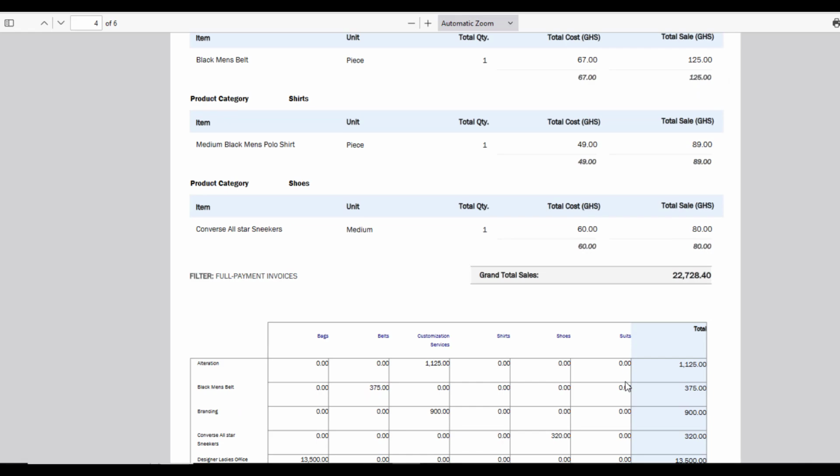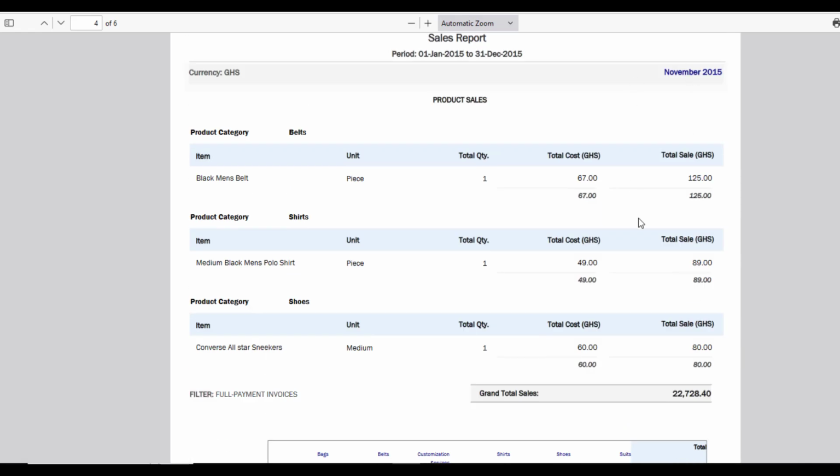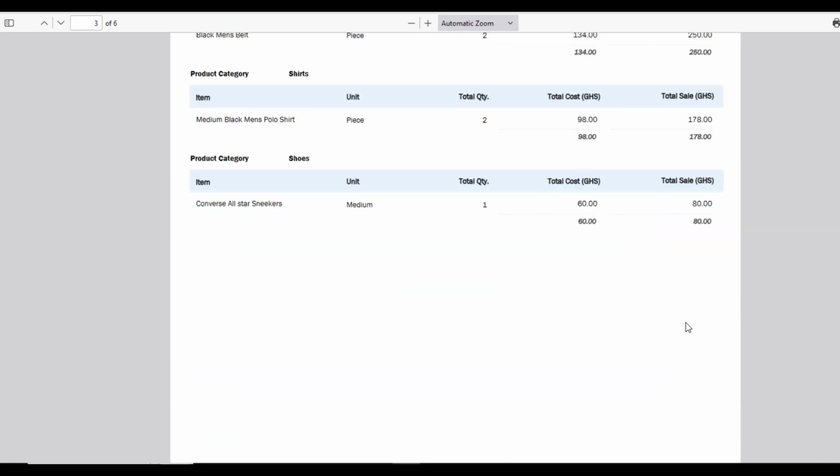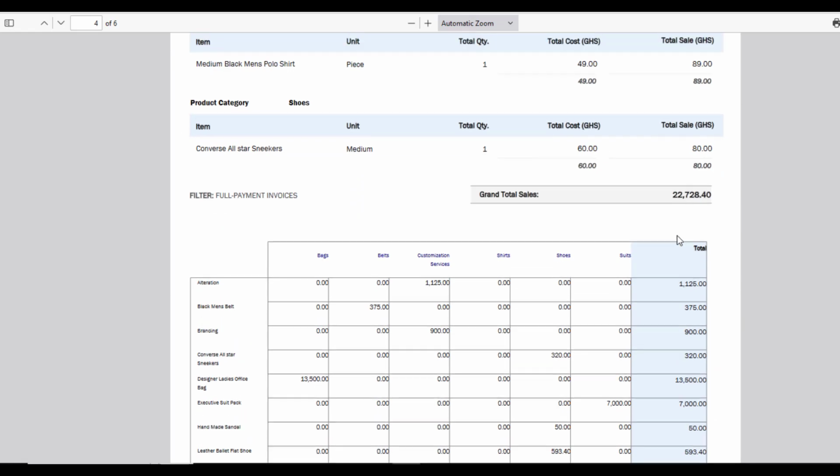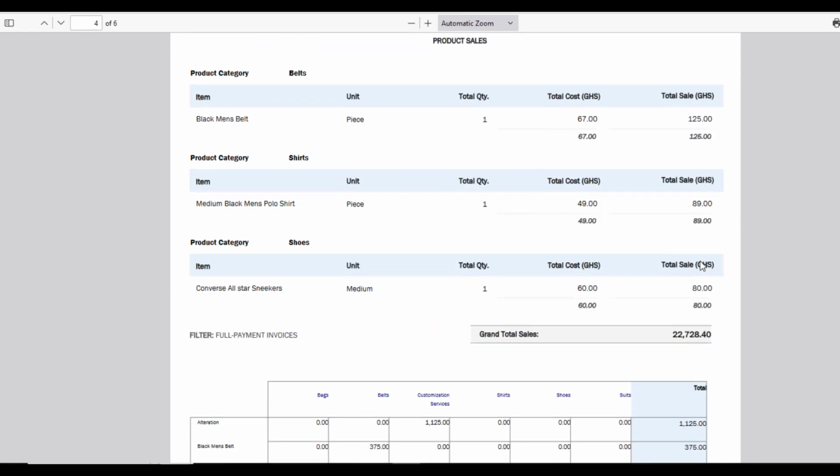You see that at the end of the report we have a grand total sales. So we're able to analyze that in this month, like from month to month, these are the totals, and then when you get to the end, right, you have the grand total sales for all the months within the period we are looking at the report.